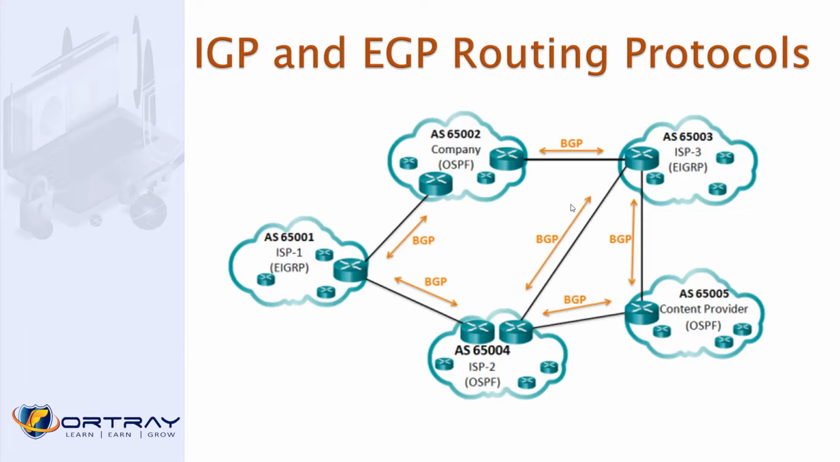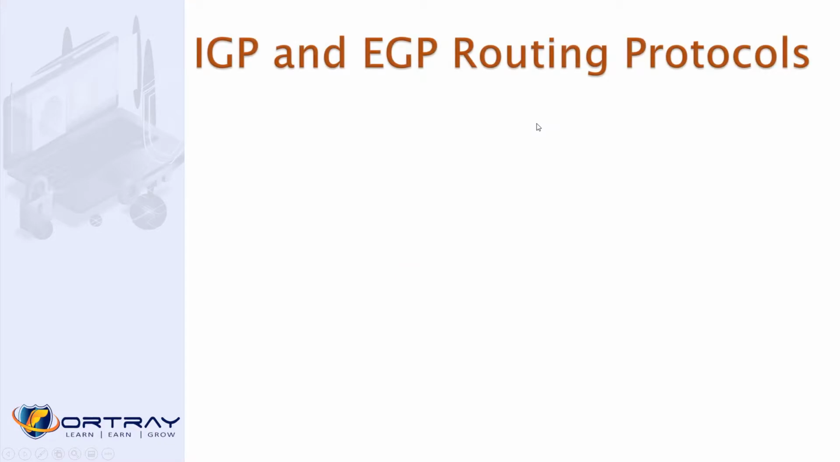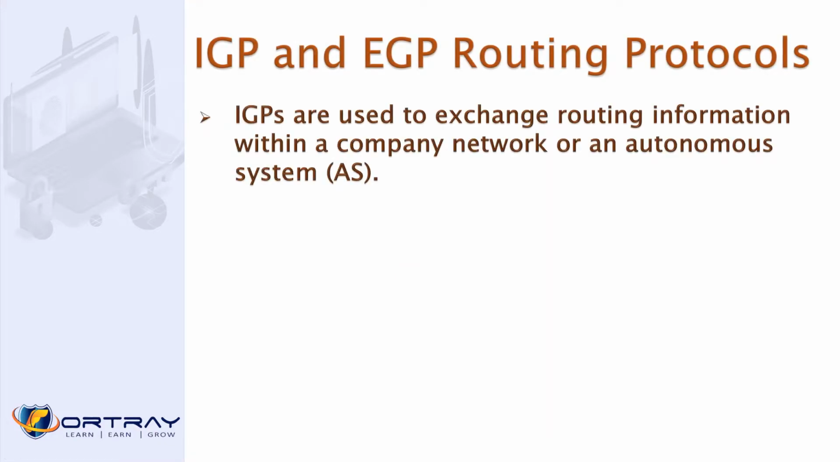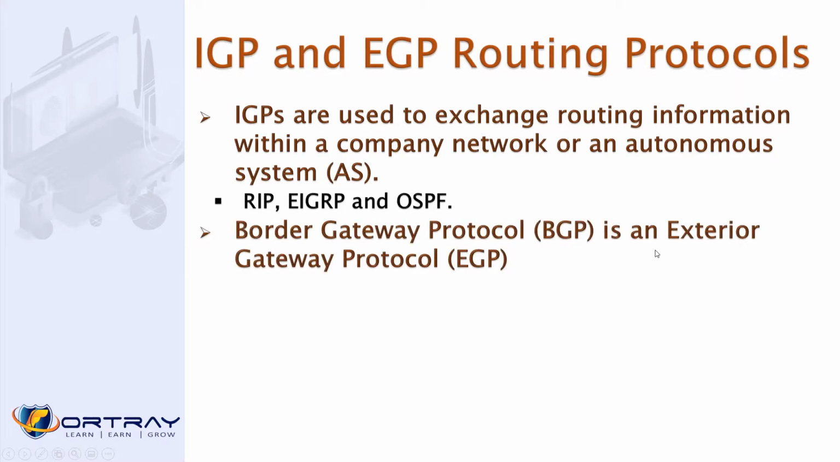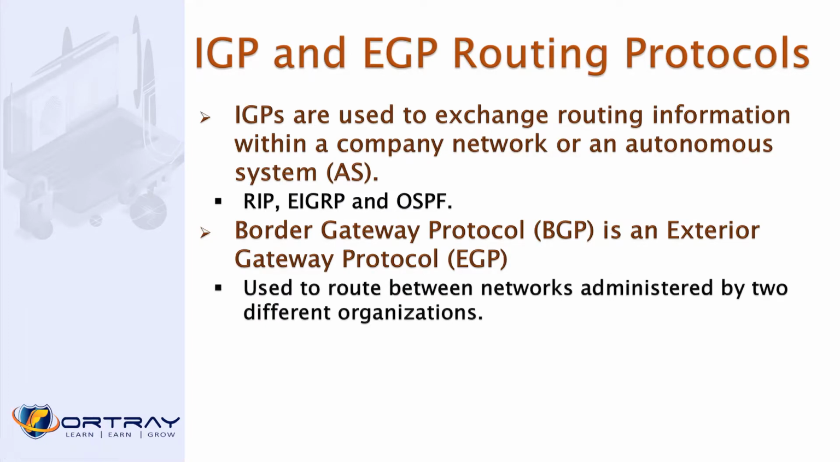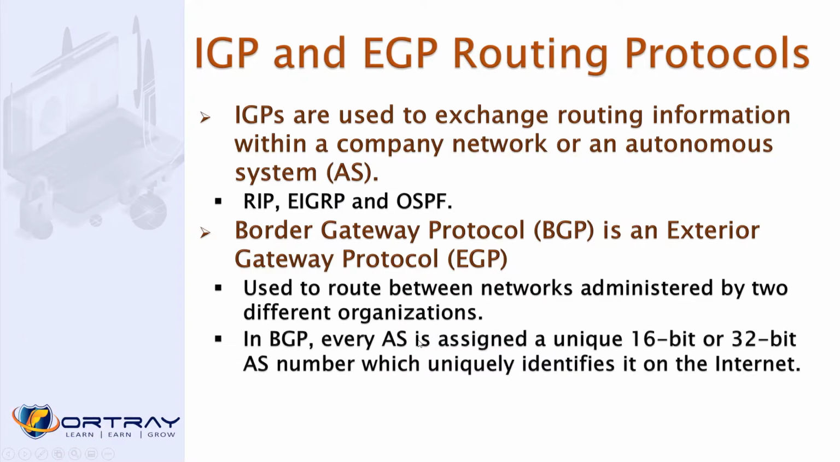So that is the real use of BGP, because it is a very powerful protocol, and none of the other protocols can carry as many prefixes as BGP. They can carry millions of routes. IGPs are used to exchange routing information within the company network, within one autonomous system, like EIGRP, RIP, OSPF. Border Gateway Protocol is an exterior gateway routing protocol. EGP is used to route between networks administered by two different administrators. So that is the definition.